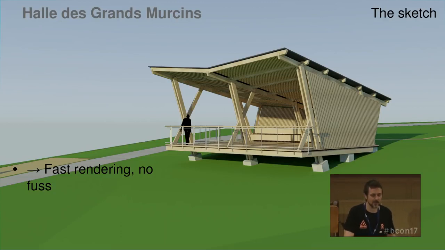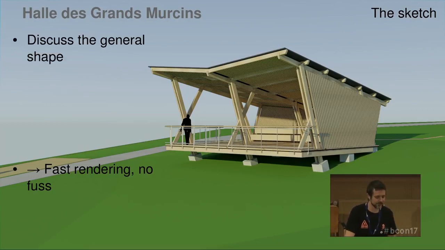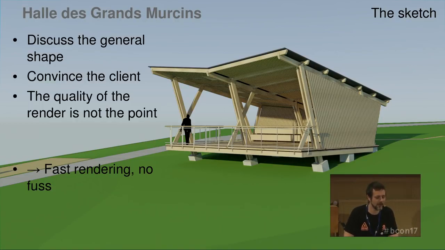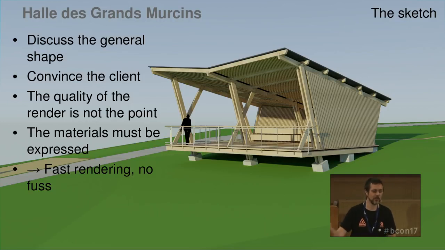So at this stage, you see the grass is very ugly. For the clients, I don't need to put lines with Freestyle because they know that it's not the finished project, because everything is ugly around. So it allows us to discuss the general shape to convince the client, and the quality of the render is not the point. The only thing is that I wanted them to see what part is wood, what part is concrete, so there is some concrete for the foundation, and that's all.